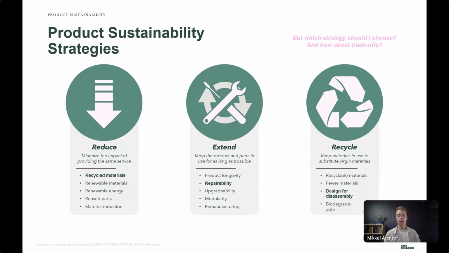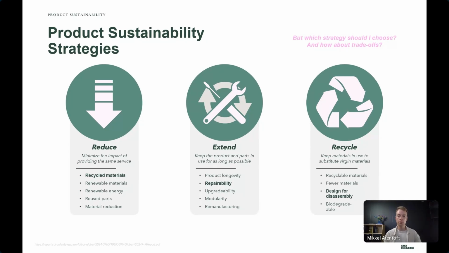The recycling strategy therefore seeks to optimize the product to fit the current waste management processes, to maximize the value extraction and also minimize the waste generated. But which of these strategies should you use for your product? And what about the trade-offs between these strategies?